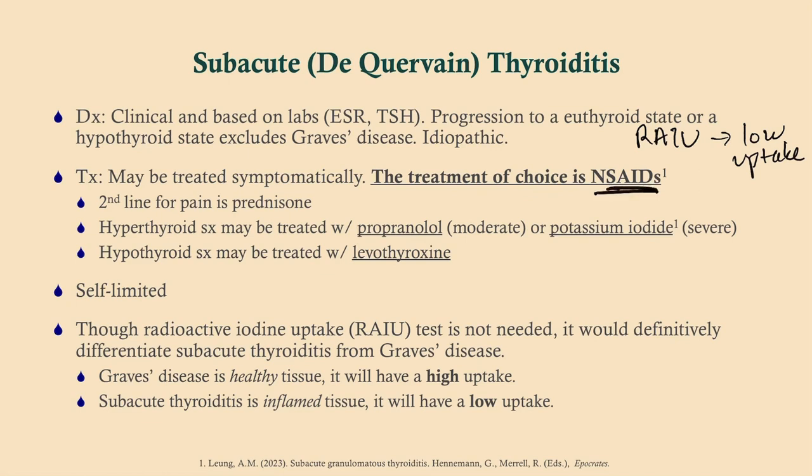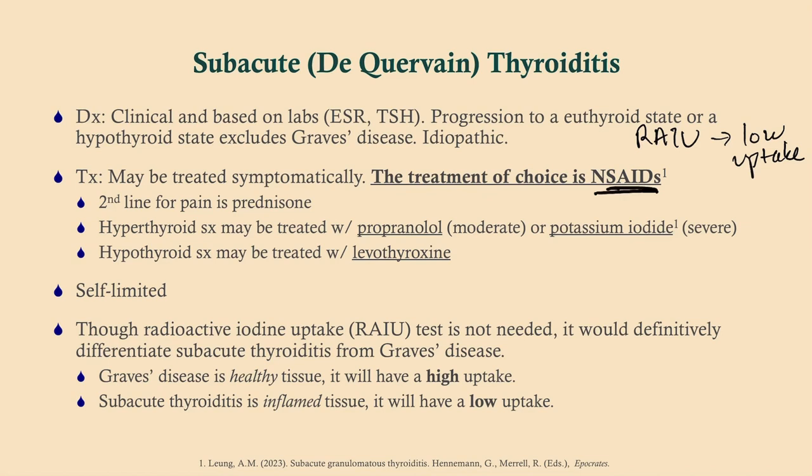Now, why do we go with NSAIDs? They used to say aspirin, but now we've kind of learned that aspirin can displace thyroid hormone, and so it can worsen a hyperthyroid state. So we tend to go with NSAIDs. If that doesn't work for the pain, we can try prednisone. It'll cut down on the inflammation.